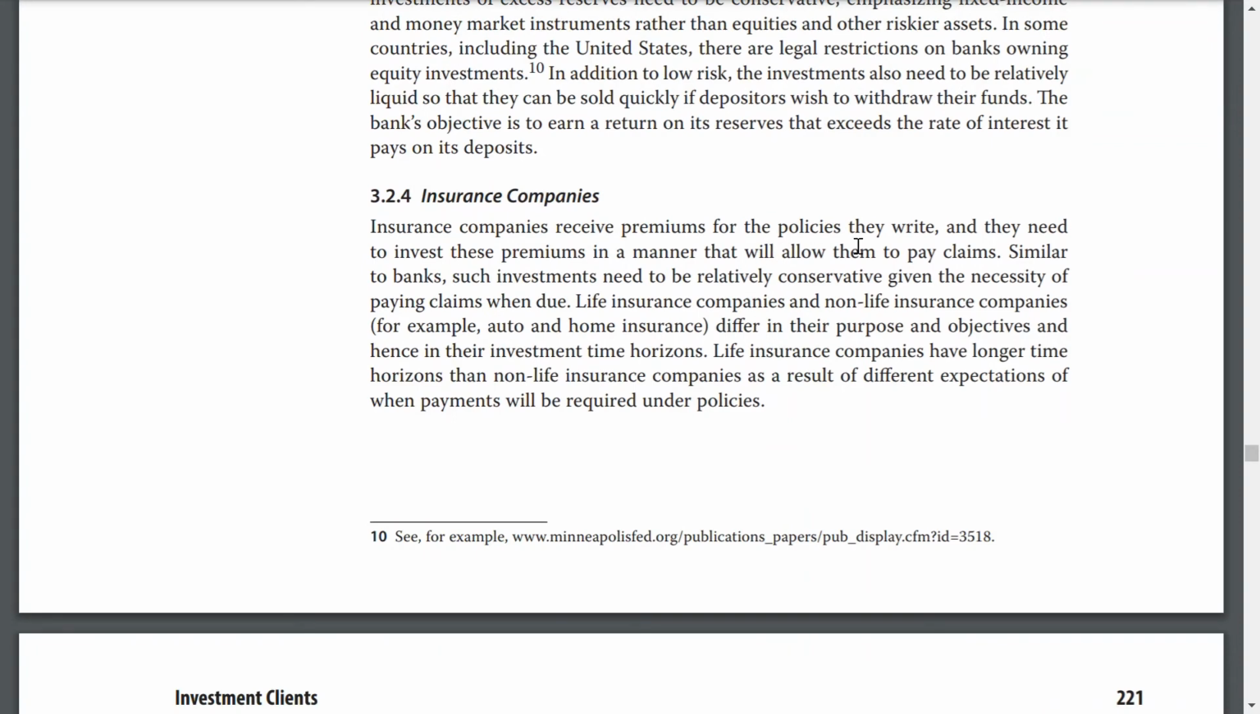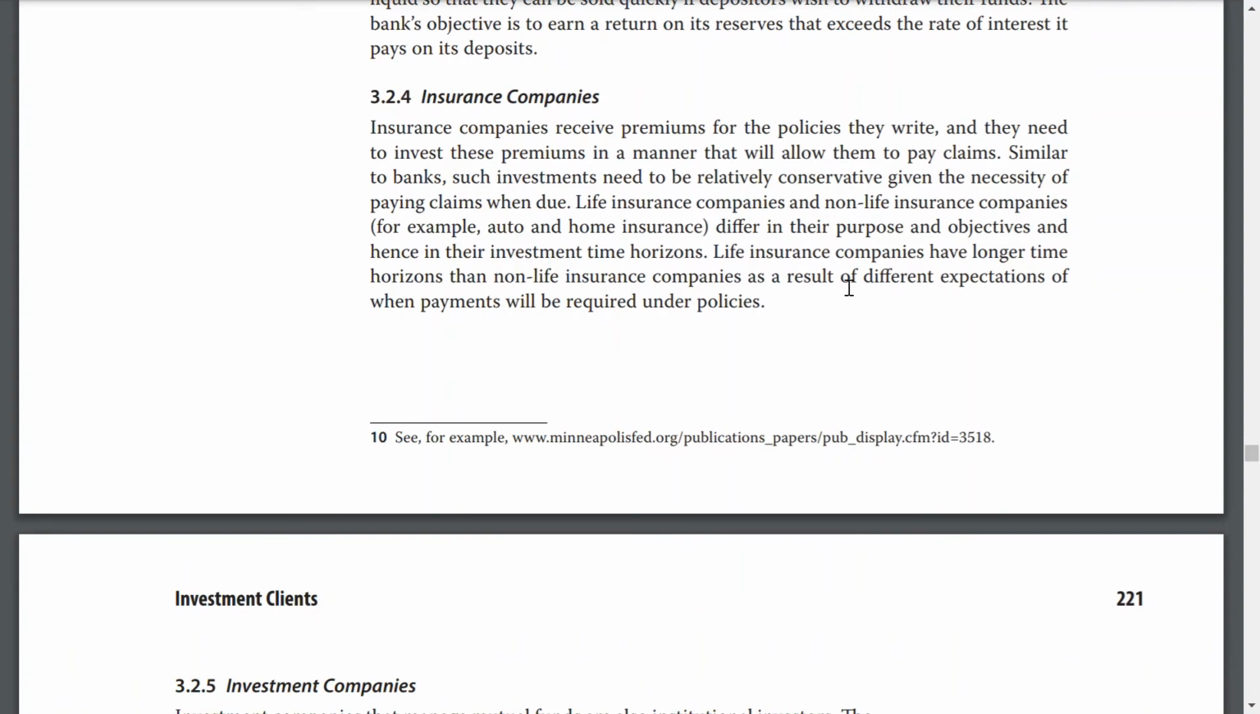Insurance companies reserve premiums for the policies they write, and they need to invest these premiums in a manner that will allow them to pay claims. Similar to banks, such investors need to be relatively conservative, given the necessity to pay claims when due. Life insurance companies and non-life insurance companies differ in their purpose and objectives, and hence in their investment time horizon. Life insurance companies have longer time horizons than non-life insurance companies as a result of different expectations of when payments will be required under policies.